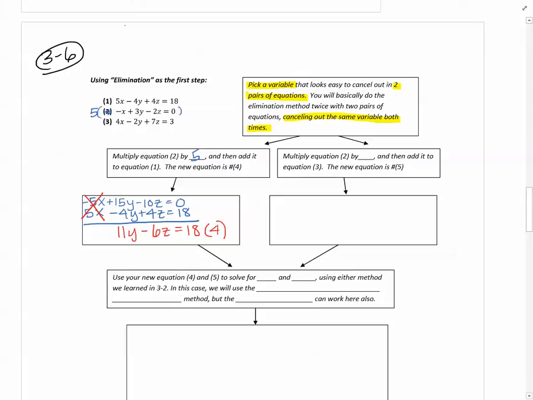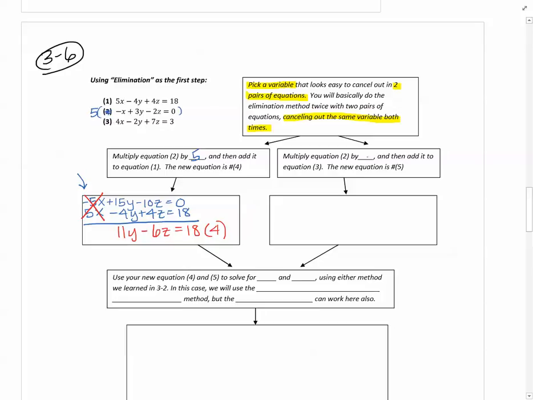Now I'm going to use another pair of equations to cancel out the same variable. Here I canceled out the x's, and I need to cancel out the x's again. In this one I used equation 1 and equation 2. I can't use those two equations again. I have to use another pair of equations. I could do equation 1 and equation 3, 5x and 4x. Perhaps I can make a 20x and a negative 20x. But the easier option might be to do equation 2 and equation 3.